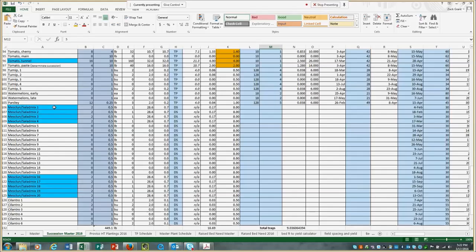If you look at those dates, if you go over to the right and look at column S, February 4th as a planting date for mesclun or salad mix. Outdoors, you can't plant on February 4th.